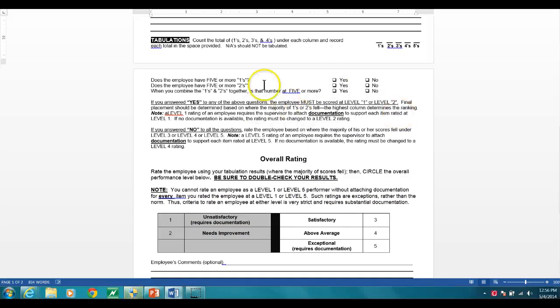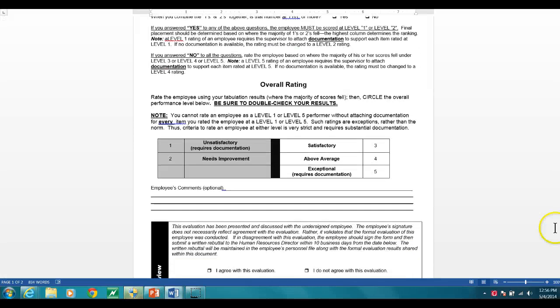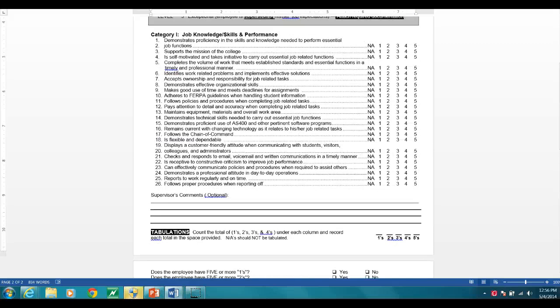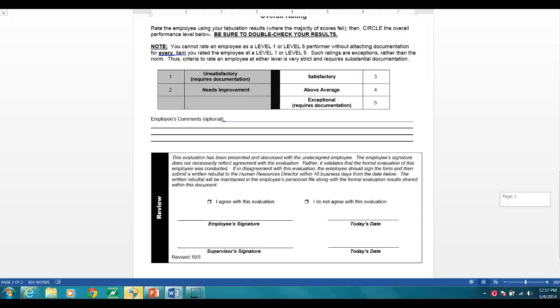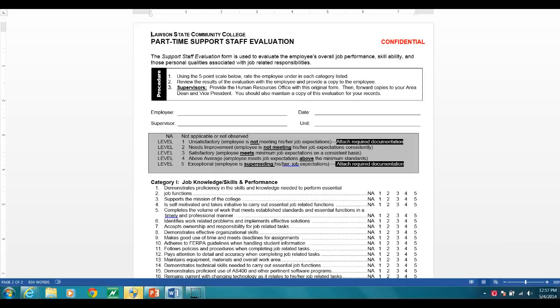Here they can't have more than 5. You see that? No more than 5 ones or twos. The same here, the majority of where those tallies fall will give a satisfactory or above average ranking. And then you'll see at the very bottom the same statement in terms of agree or disagree. So that's what I meant by no matter who you're evaluating or whatever form you're looking at, the setup is designed to be the same.